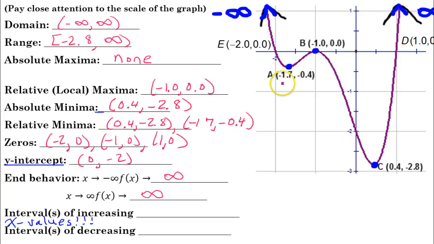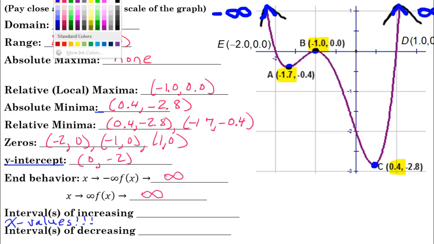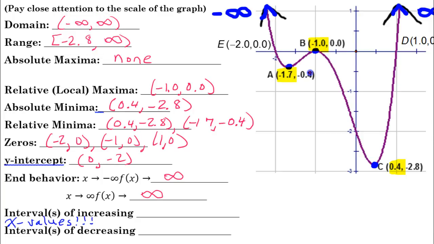Now, the x values of these other points, it probably would be easier for me just to highlight them. X value, x value, x value. All right, so focus on those and ignore those other numbers. So whatever you do, do not write down negative 0.4 or 0 or negative 2.8. Those numbers are not relevant.